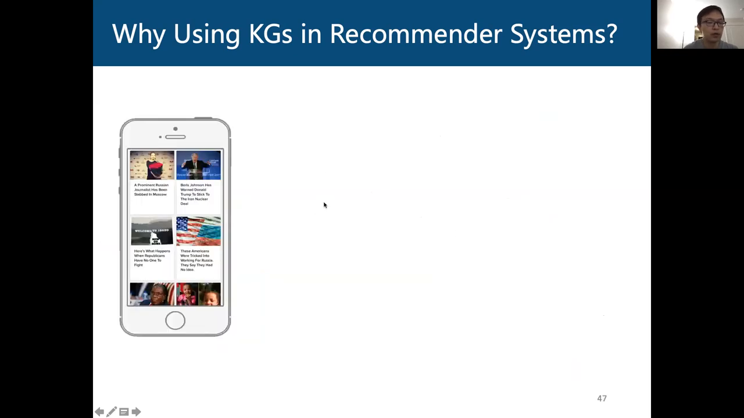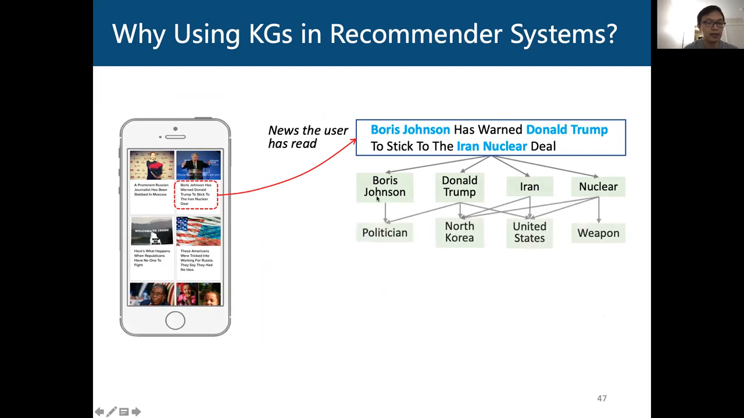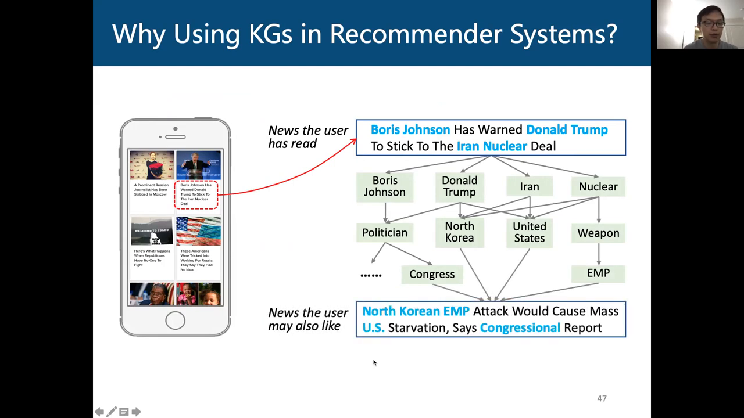We also take news recommendation as an example. Suppose that a user has read this news. We can identify the entities in this news title, and then we can extend these entities in the knowledge graph, and finally we will reach another piece of news. You can see that these two pieces of news are highly related in terms of common sense reasoning, but actually they do not have any common words here. So this example shows that knowledge graphs can help us to make a reasonable inference on user interests.